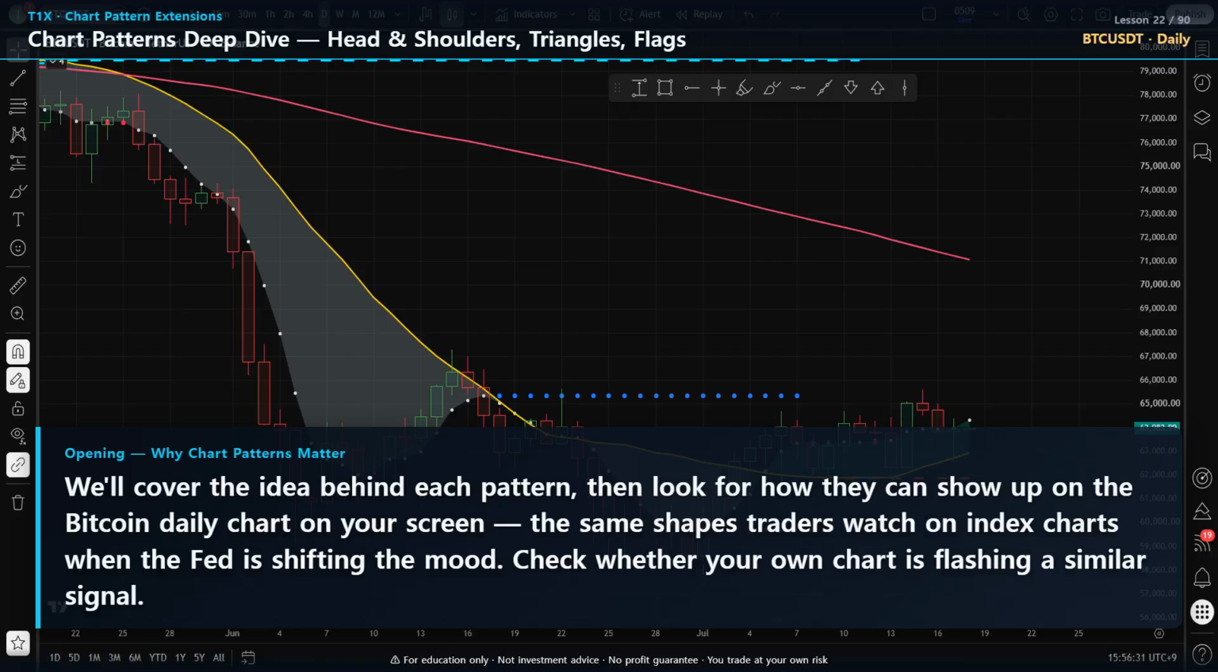We'll cover the idea behind each pattern, then look for how they can show up on the Bitcoin daily chart on your screen, the same shapes traders watch on index charts when the Fed is shifting the mood. Check whether your own chart is flashing a similar signal.